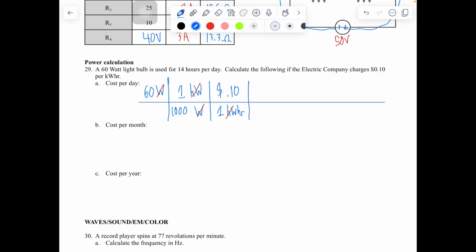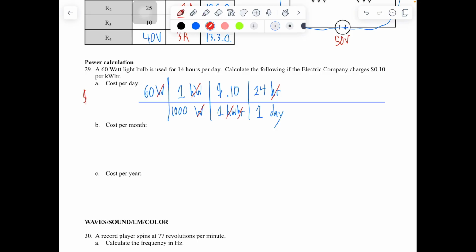If hours is on the bottom, to get rid of it, we need to put it on the top. So we have some amount of hours per something. Well, I know there's 24 hours per 1 day, and day is actually what we want to end up with. This cancels hours, and we get to days. Stop your calculation at this point, because now our units are dollars per day. That's exactly what we want. Multiply across the top, divide across the bottom, and you'll get your answer.